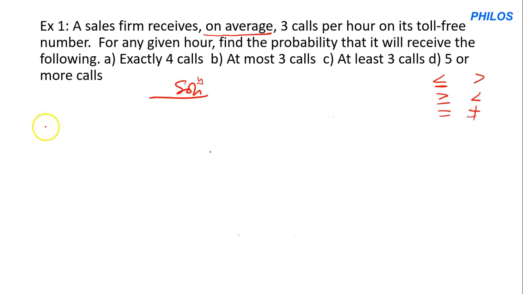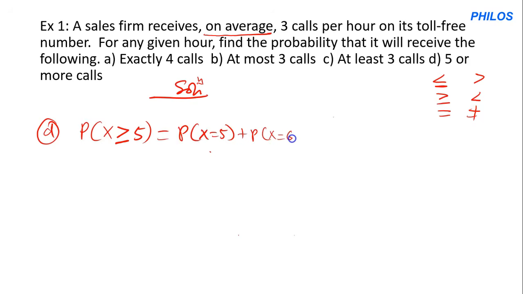0.57681. So let's look at question D. Question D says we should find the probability that you receive 5 or more calls. When we say 5 or more, it's the same as saying at least 5. Okay, so it means the probability that X is greater than or equal to 5. So that will be the probability that X is exactly 5 or X is exactly 6 and so on. But remember, we can't use this formula to solve it. That is why you need to know this so that you can use the complement method.